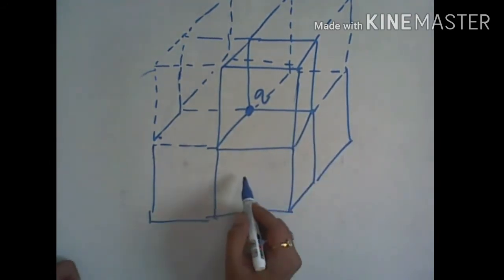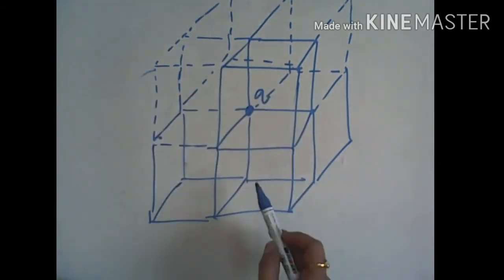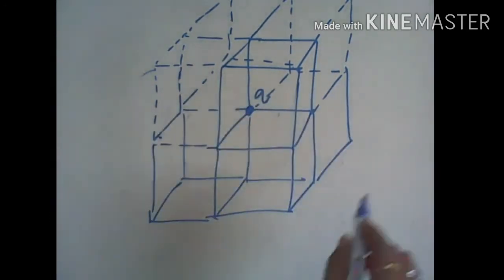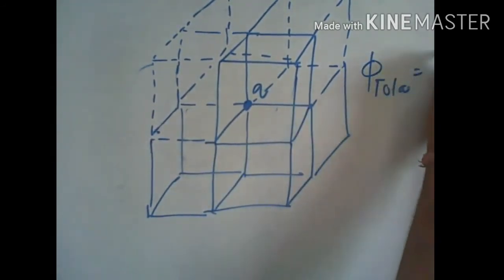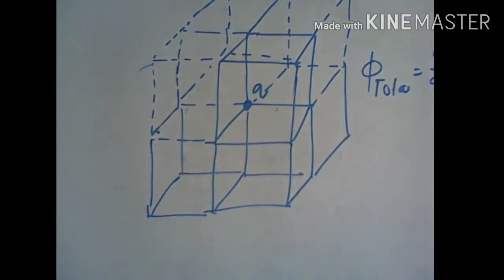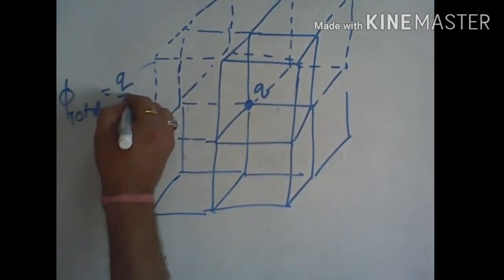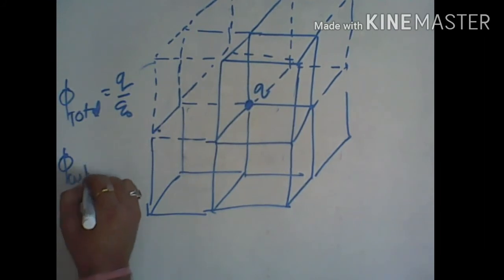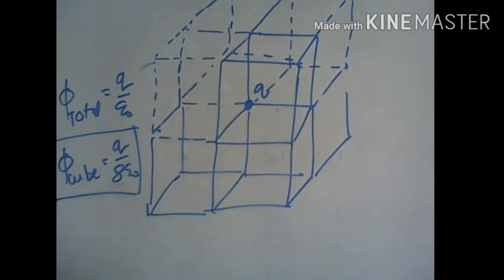Okay. So now this is 1 2 3 4 5 6 7 8, 8 cubes, and the charge is at the center. So for this structure, the total flux is Q by epsilon naught. So through 1 cube it will be 1 by 8. So through 1 cube the flux will be Q by 8 epsilon naught, because we have taken 8 cubes now. It will be symmetrically distributed, right?